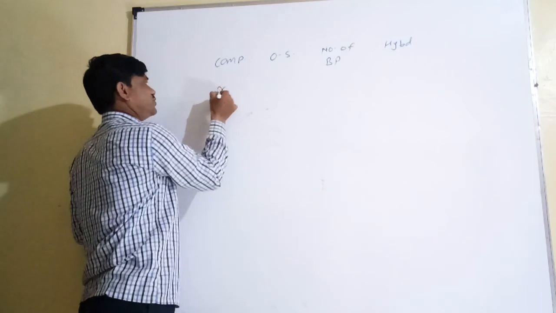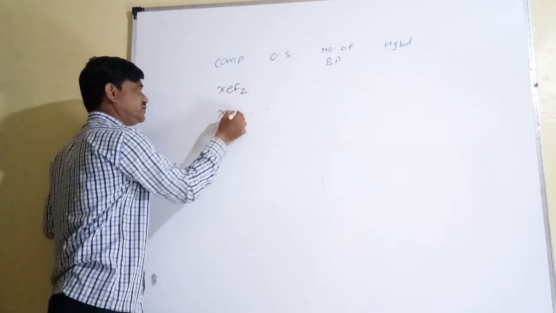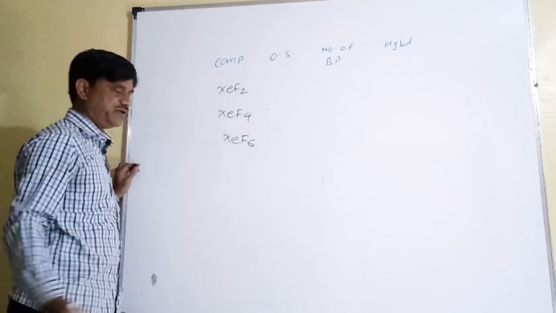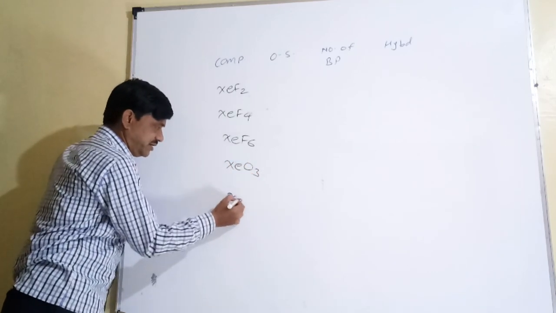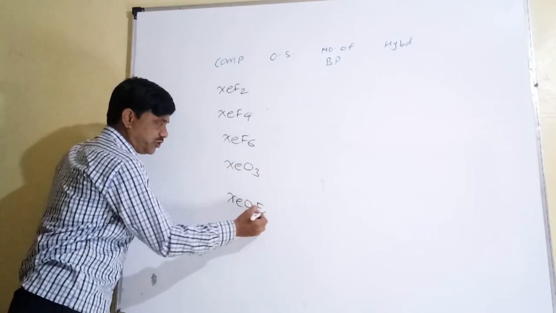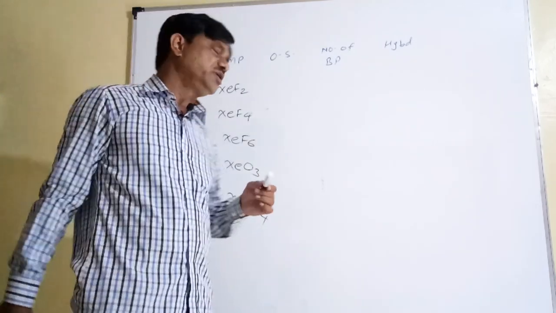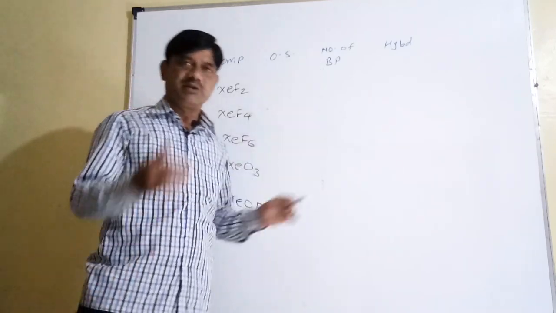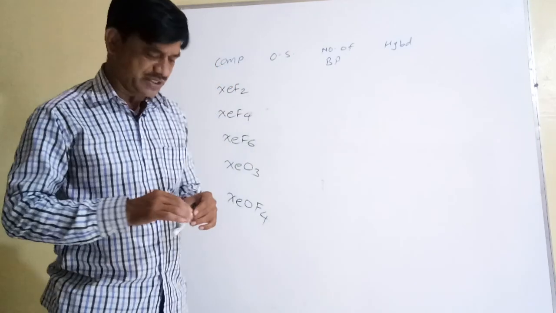If we are dealing with this one, xenon difluoride, what is this? Xenon tetrafluoride, xenon hexafluoride, after that XeO3, then XeOF4. So can you tell me, students, what is the oxidation number of a group 18 element such as xenon? What about bonding pairs? How many bonding pairs are present? And what is the type of hybridization?